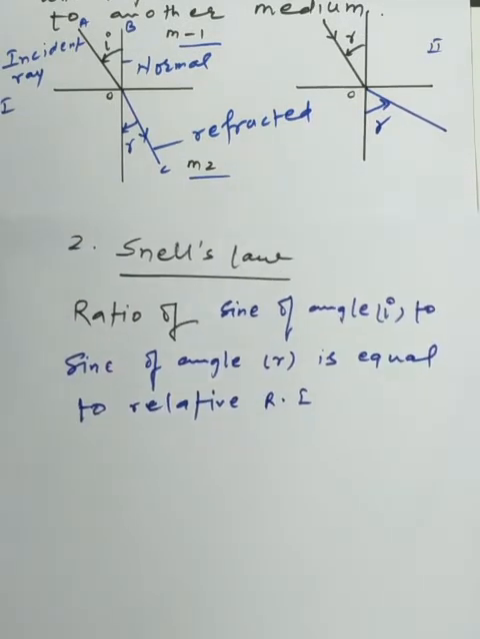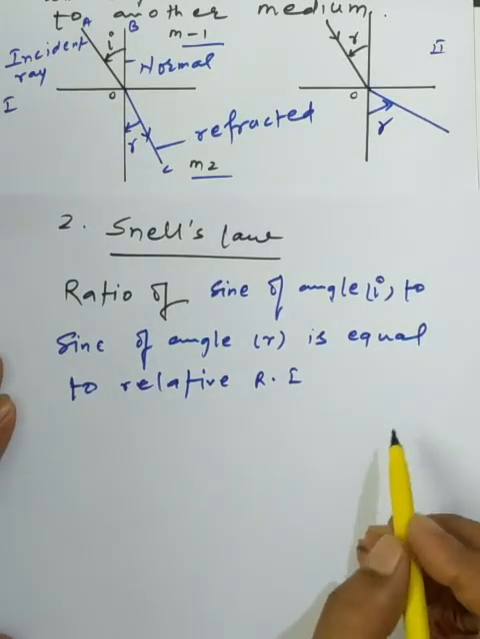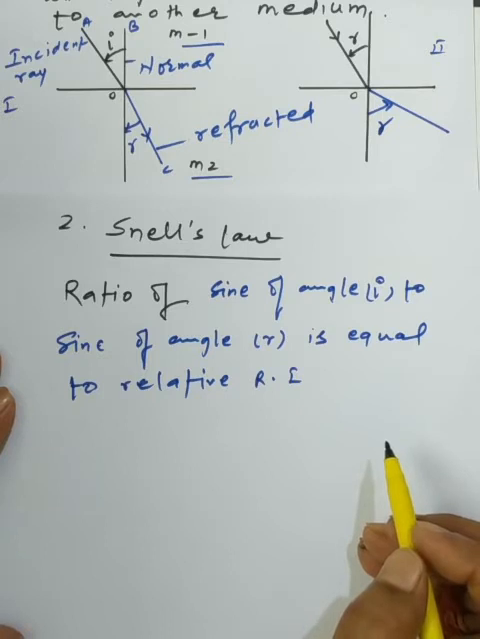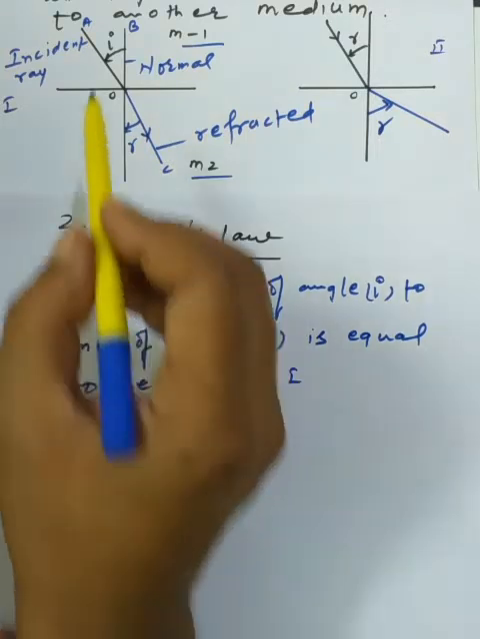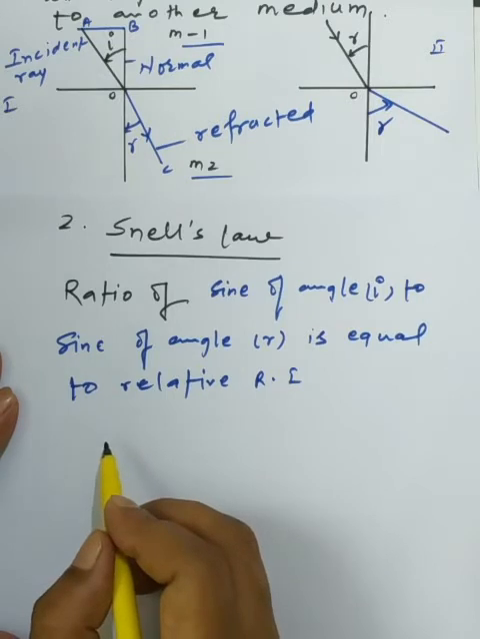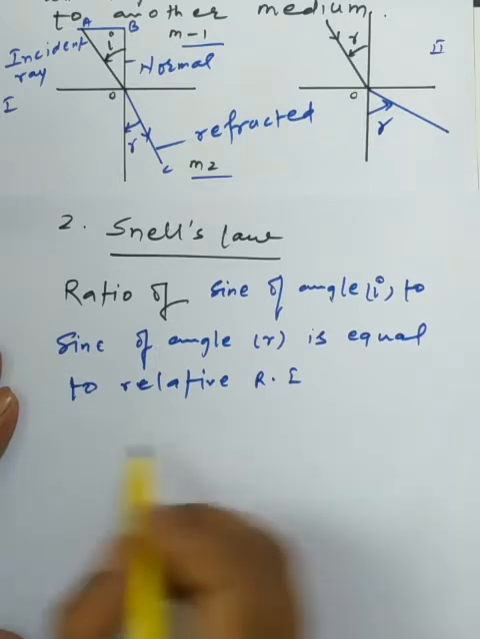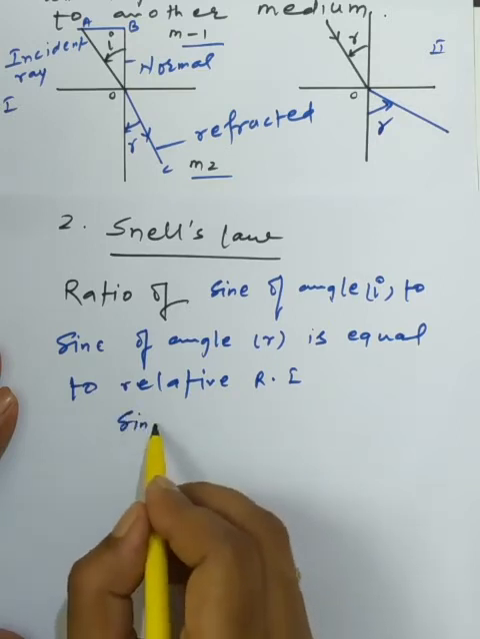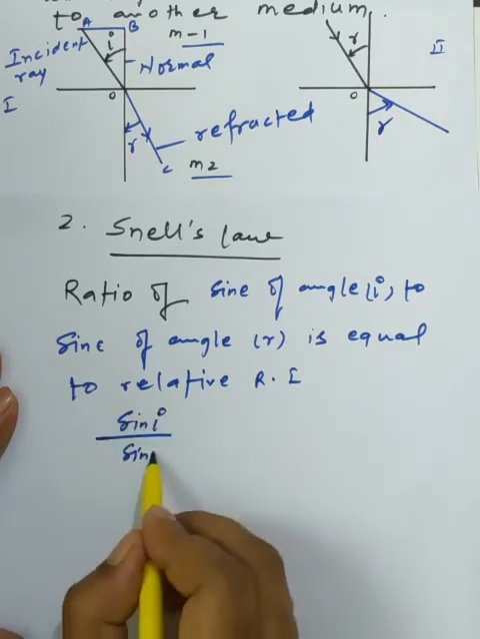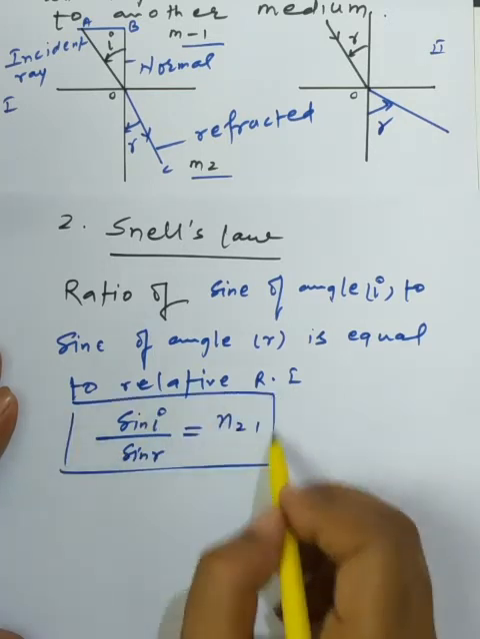Okay, so I think up to this point you have gone through the trigonometrical identities, that we take six ratios: sine, cos, tan, cot, sec, cosec. Whenever we take the ratio of the sides of a triangle, we get the sine, and sine theta can be denoted as perpendicular upon hypotenuse. So generally we write that sine i upon sine r is equal to the relative refractive index. So how this relation comes, we can go through it.